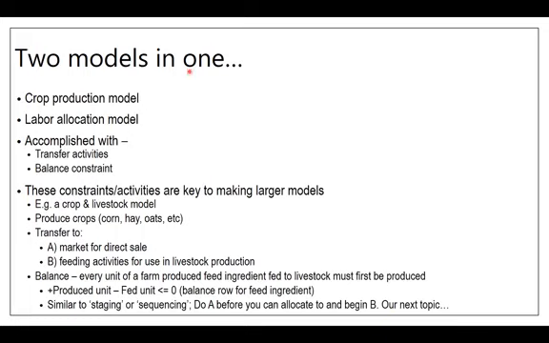So we really have two models in one when we flesh out that labor sell and buy choice, a crop production model with a labor allocation model. We were able to accomplish that and link up the crop production with the labor allocation or sales of labor model using transfer and balance. We have three activities. The activities and constraints were the key to making that work, and they're the key to making all larger models. So we tend to produce things in blocks.